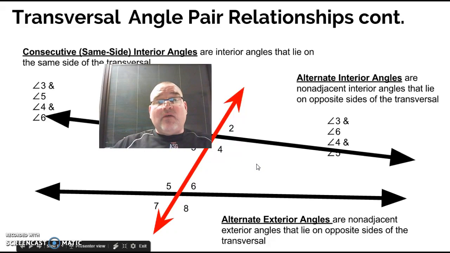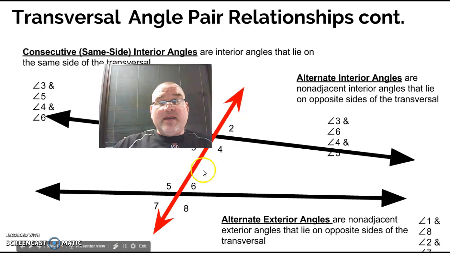Alternate exterior angles. Again, they're non-adjacent that lie on opposite sides of the transversal. So 1 has to be alternate exterior with 8. 1 and 2 can't be alternate exterior because 1 and 2 are adjacent. They both share this side as a common side. 7 and 8, non-adjacent, or adjacent because they share this side. So the alternate exteriors we would have would be 1 and 8, along with 2 and 7.